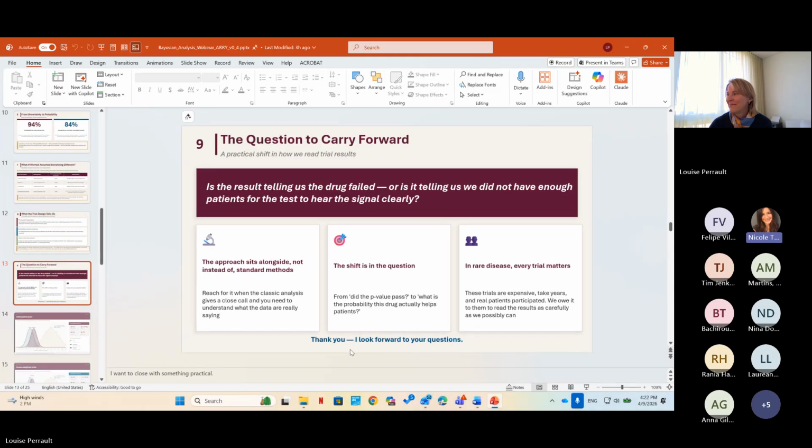There are some questions that already came in. One of the first ones relates to what you were just talking about in terms of trial design problems, and asks, how does Bayesian analysis or reanalysis address those issues, such as mixed patient population or unvalidated endpoints?